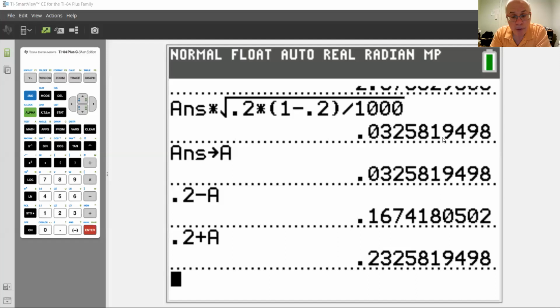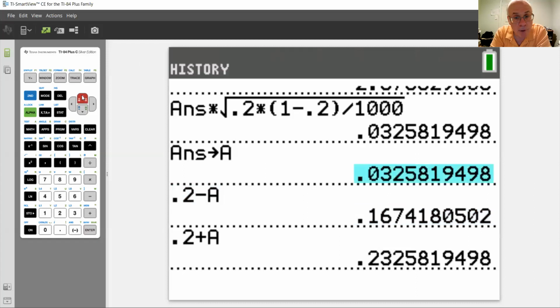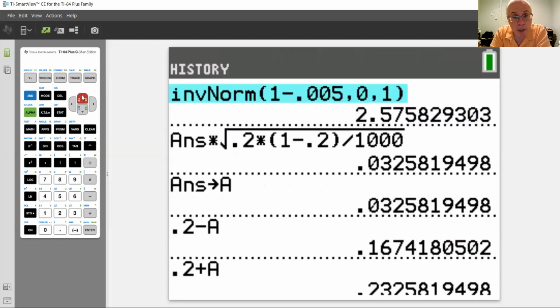Okay, and I think if we just scrolled up, you'll see that. Actually, it's not letting me scroll up. Here we go. Here it is. See it right here?